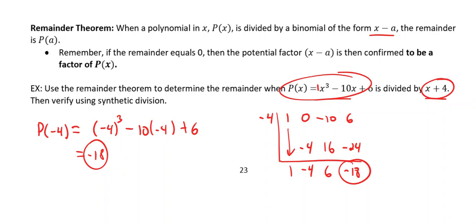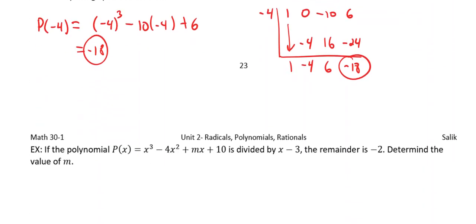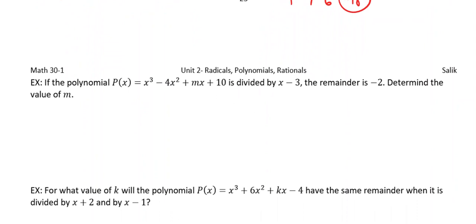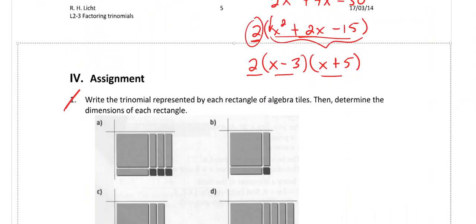You could also do long division, right? There's like three different ways that we could have found that remainder in this case, right? Okay. Now, just like a little twist on this.